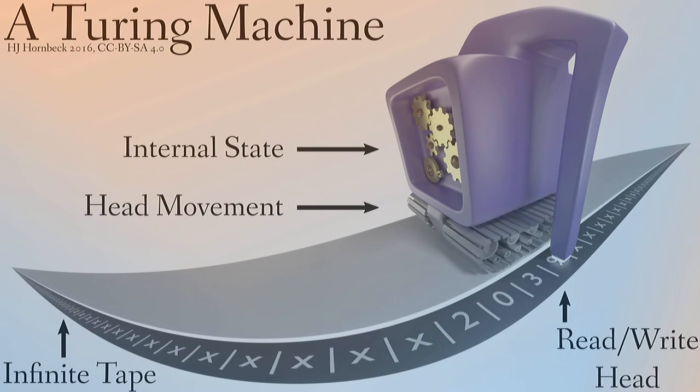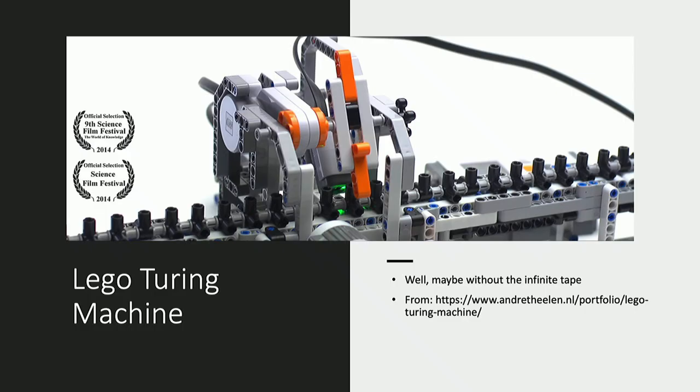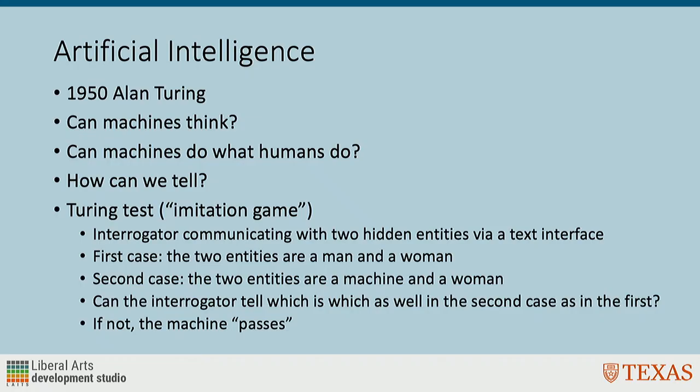Now, it's not going to be very fast. It should be obvious as well, so we probably don't want to use it in practice. But here's an example of one built out of Legos that actually works, except for the infinite tape. That's not in there. So it's a machine that we can really realize. And again, it was a huge advance because we started to be able to get a handle on concrete things like what can computers do and not do.